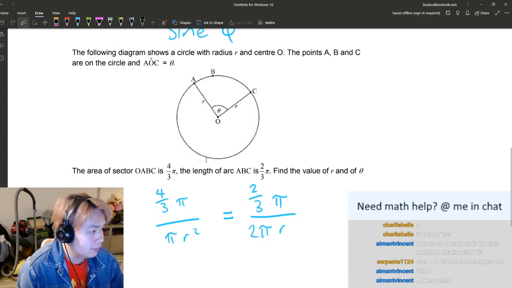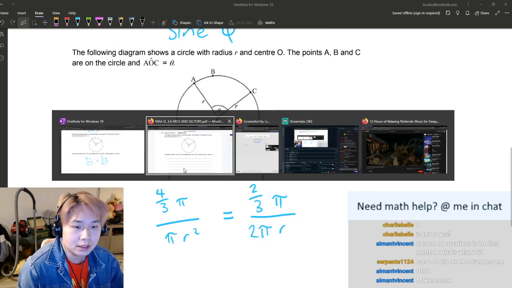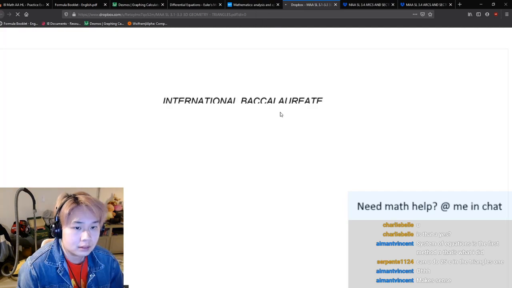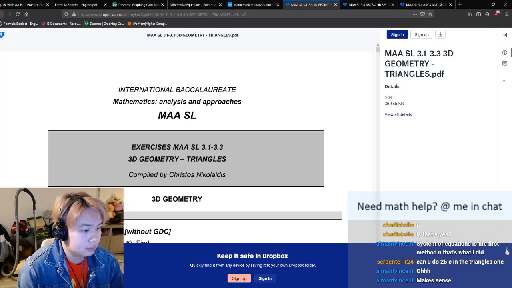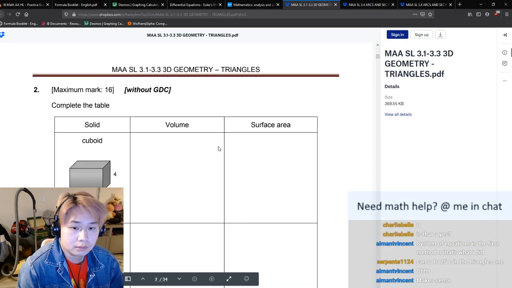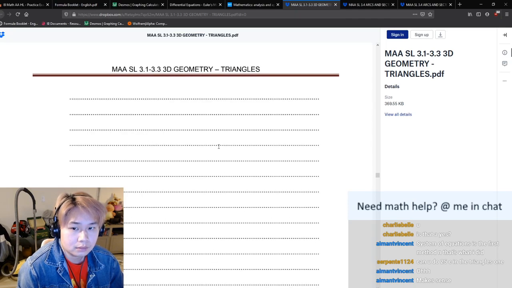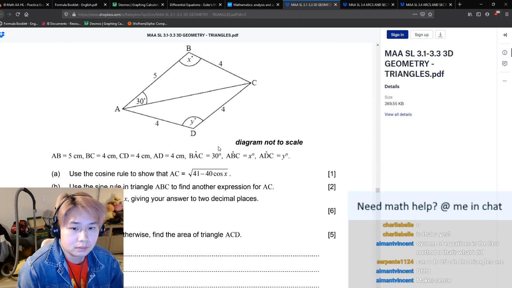Can you do 25C in the triangles one? Triangles one... This one?